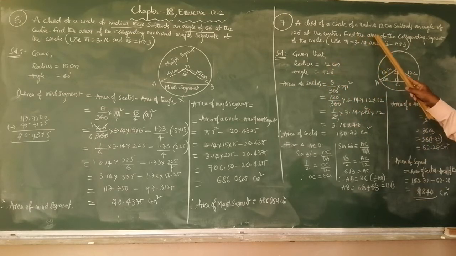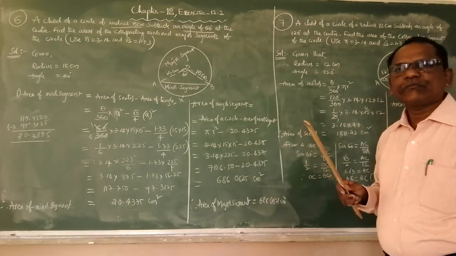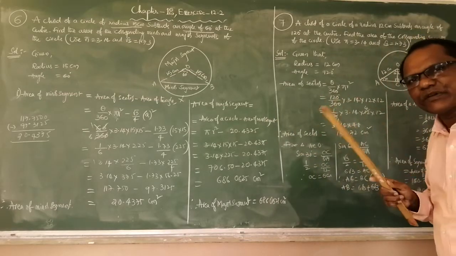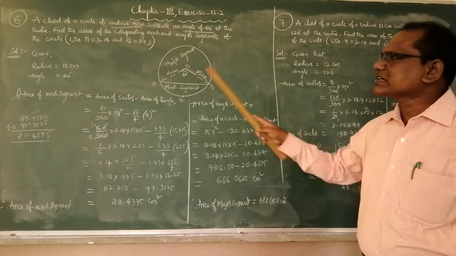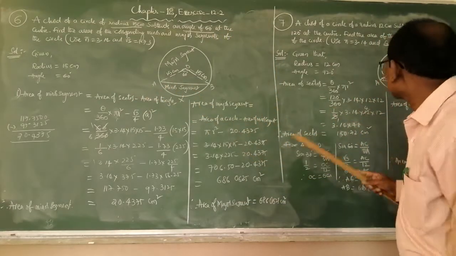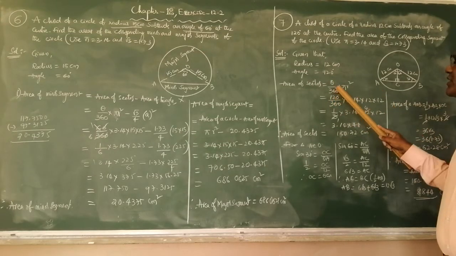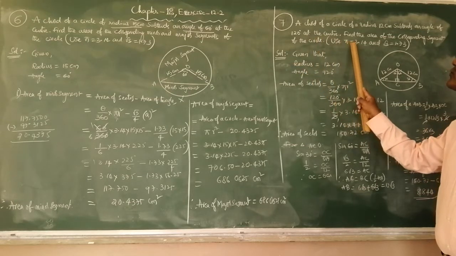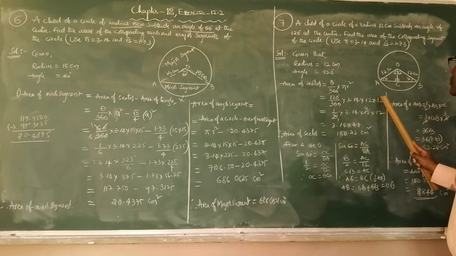First of all, we will find the area of the corresponding segment. Corresponding segment of a circle means the minor segment. Area of the minor segment is area of the sector minus area of the triangle. So area of sector is theta by 360 into pi r square, children. Theta is 120 degrees, 120 by 360 into pi value 3.14, which is given, and radius is 12 into 12.